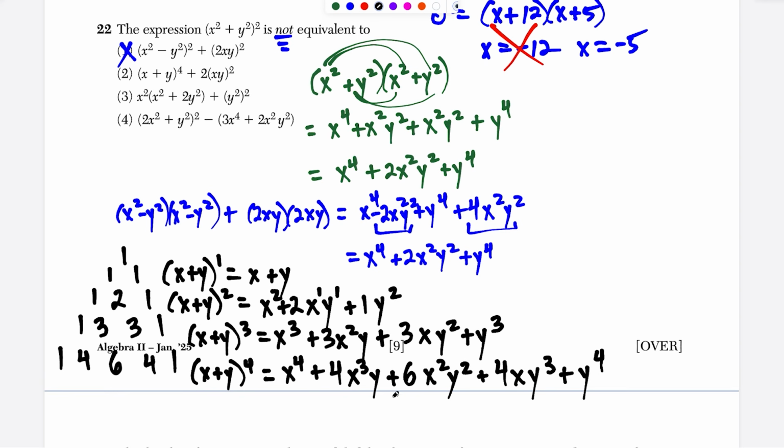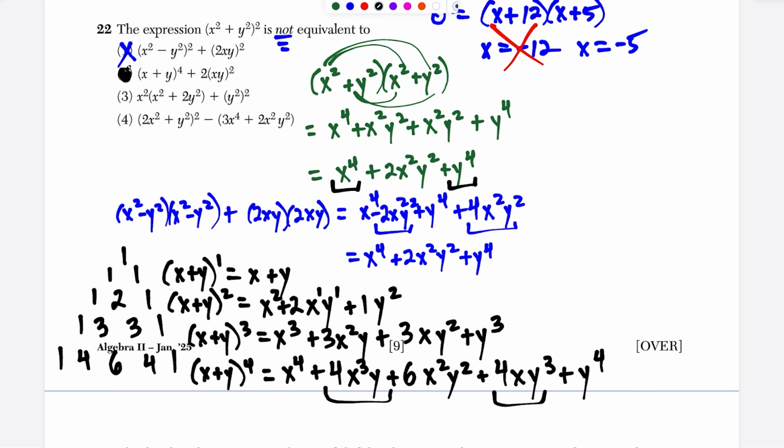So this is just a nice little shortcut, but this tells us right away that choice 2 is out, because look how complicated this expansion is. And this extra term that we're adding here is not going to simplify nicely to x to the fourth plus y to the fourth, and then just a 2x squared y squared in the middle. Notice that we have all this extra stuff over here and over here.